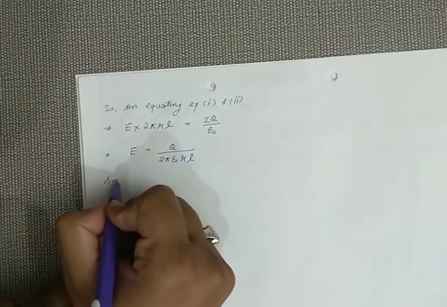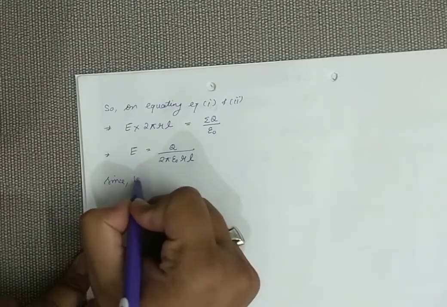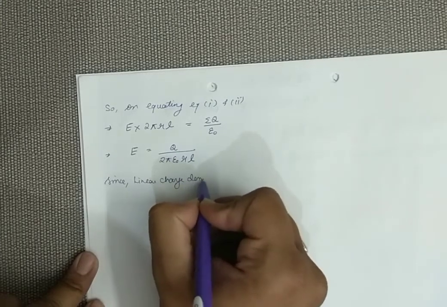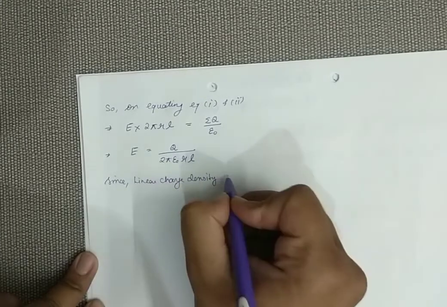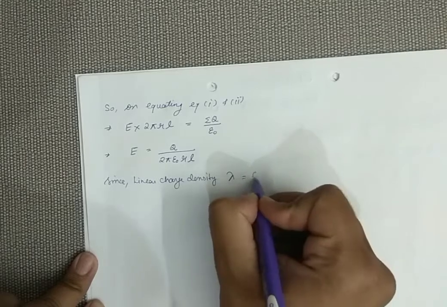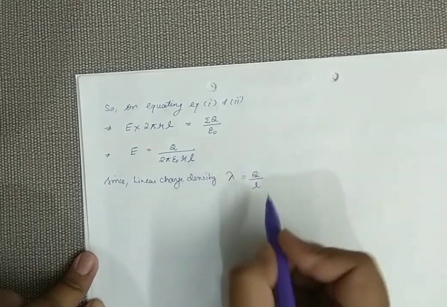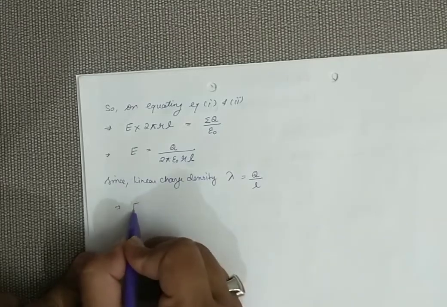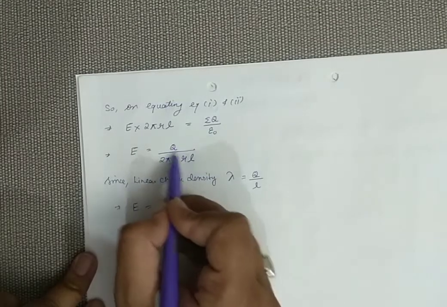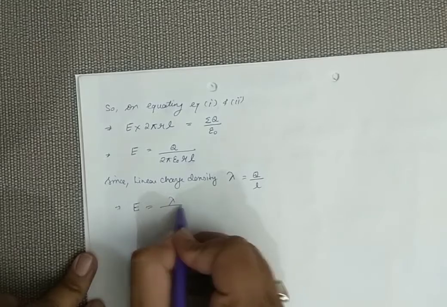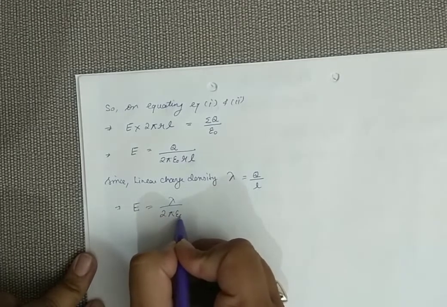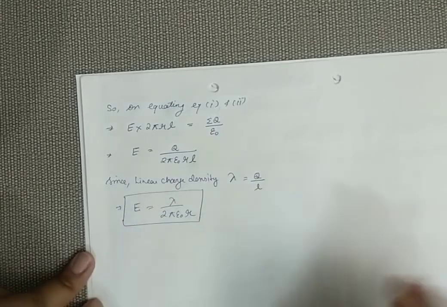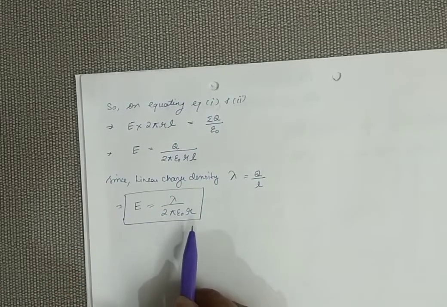Now if you remember linear charge density, here we have considered a wire. So for the wire, linear charge density lambda is equal to Q by L. So we can replace Q by L with lambda. So look at this equation. Our electric field equals, instead of this Q by L, we can write lambda upon 2 pi epsilon naught R. So this is the expression for electric field due to infinite length of wire.